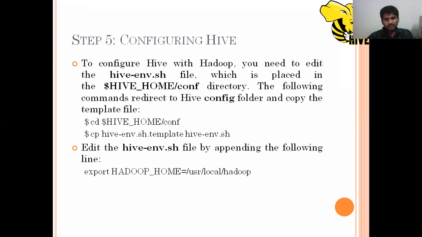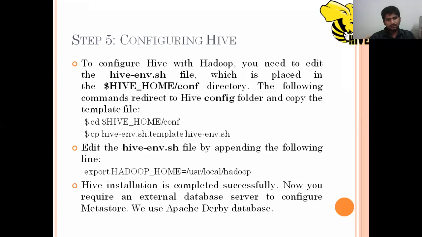After editing the file, we need to append the following lines. Append means we are adding new lines. That is: export HADOOP_HOME=/usr/local/hadoop. We are going to add that one. So the Hive installation completed successfully.